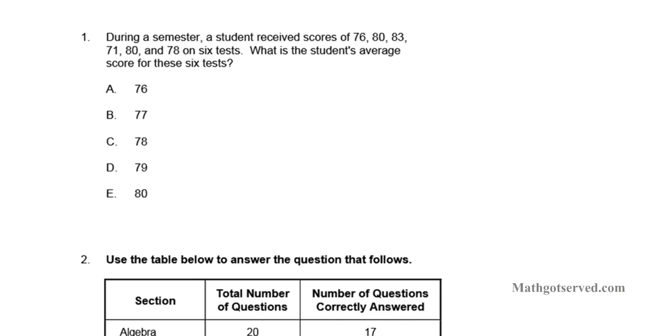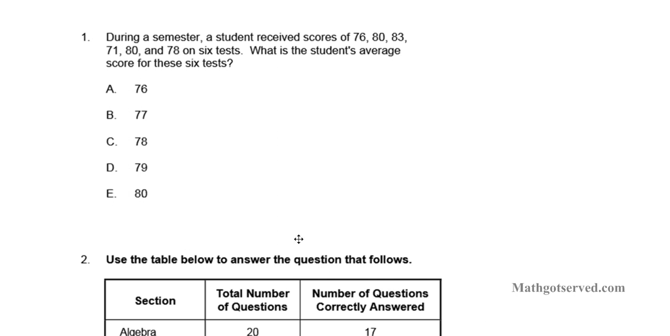Okay? All right, so let's take a look at question number 1. It says, during a semester, a student receives scores of 76, 80, 83, 71, 80, and 78 on 6 tests. What is the student's average score for the 6 tests?